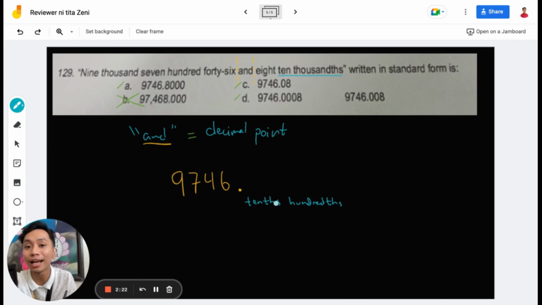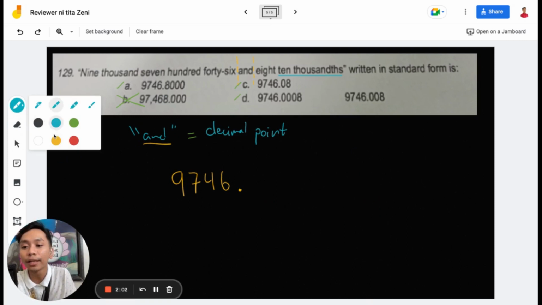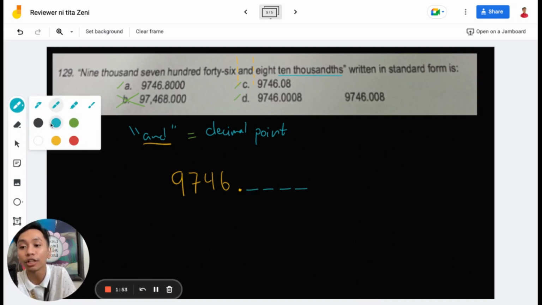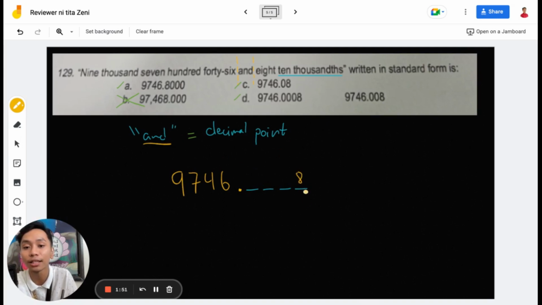Pero hindi lahat familiar dun sa nasa right side. Wala pong ones. No such thing as ones. Diretso yan sa tenths. Yun yung pinakamalapit sa decimal point, followed immediately by hundredths. Guess what? Sunod-sunod na yun. Thousandths, 10,000ths. Which means, yung binabanggit na 8/10,000 should be in this place value. So, alam natin, ito yung tenths, hundredths, thousandths, 10,000ths nandito. So, nandyan dapat yung 8 na 10,000ths.